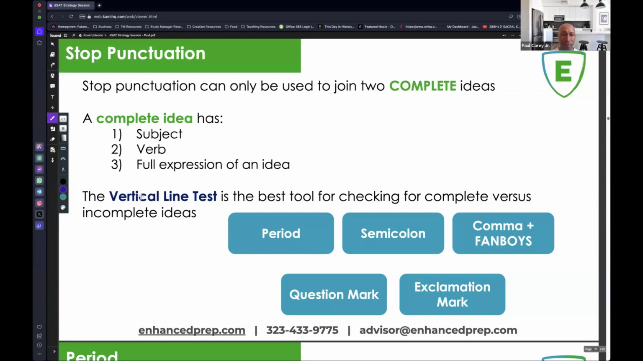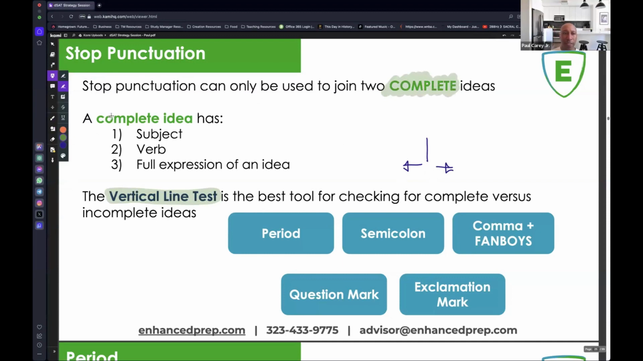vertical line test. And with the vertical line test, sorry, let me get the highlighter tool. So with the vertical line test, what we do is we basically look where the punctuation is changing. We draw a vertical line there, and we want to look and see to the left of that and to the right of that, is the sentence complete or incomplete? Okay. So this is going to be for our stop punctuation. We need to have two complete ideas. Okay? So we need to have two complete ideas.